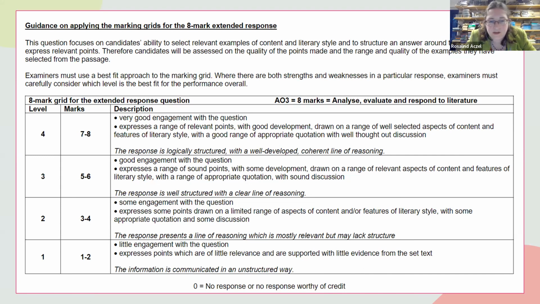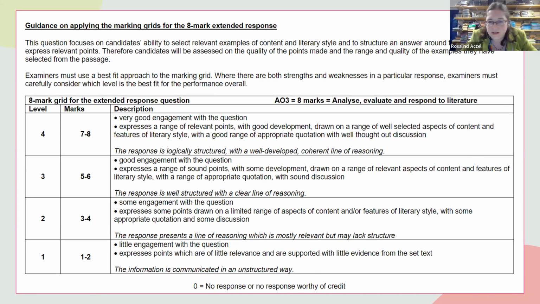So you can see the first thing you have to do is answer the question. If the students are giving points, they may be really good points about the text, but if they are not actually answering the question, then they're not going to be in a top band. Expresses a range of relevant points versus sound points. I think the word relevant is quite interesting. With good development versus with some development. In other words, are they just writing a little bit of explanation or are they really going into detail?